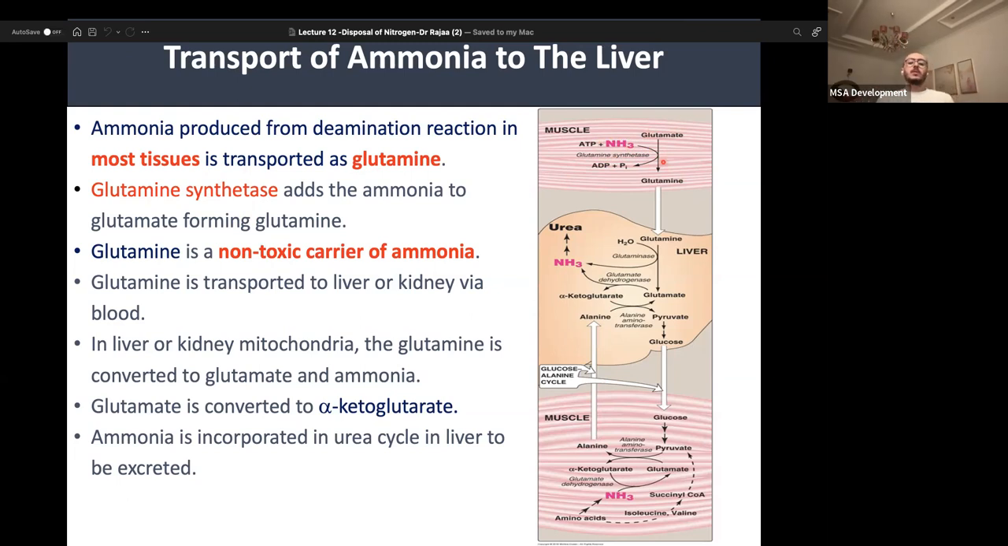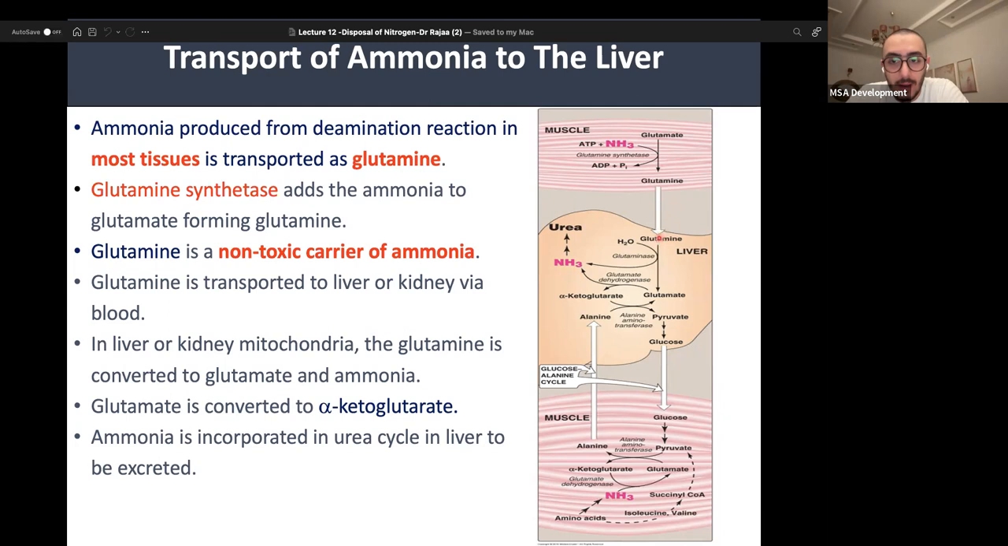Why are we doing this? Because we don't want ammonia to flow freely in your blood through your organs, because it's very toxic. We want a taxi, a safe or non-toxic carrier to carry it, and make it safe to transport through the blood to the liver.